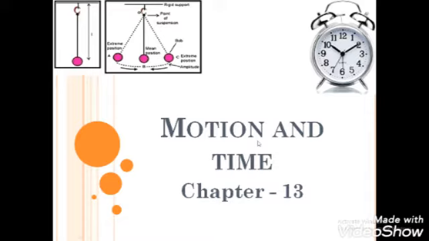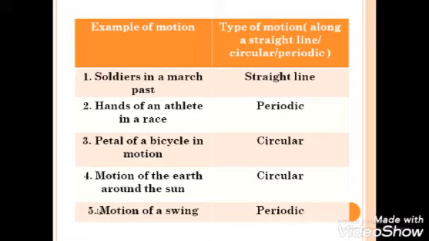So in your class 6 you learned about different types of motions. You learned that a motion could be along a straight line, it could be circular or periodic. You can recall these 3 types of motion. Some examples of different types of motions are given.